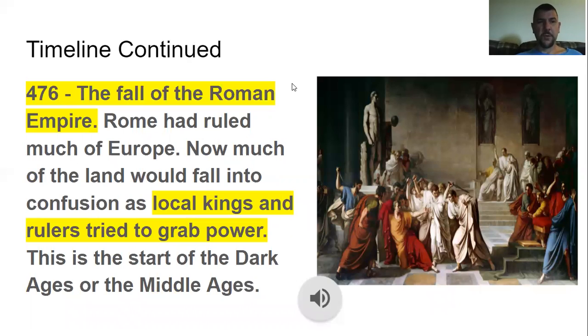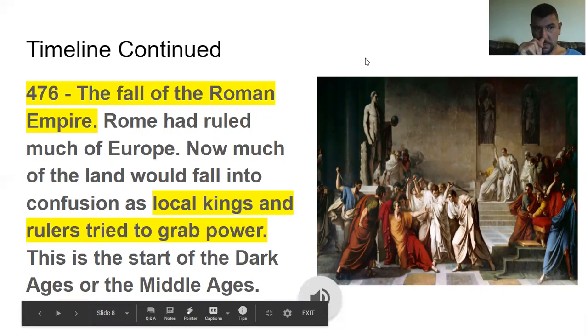All right, so 476, you had the fall of the Roman Empire. Rome had ruled a lot of Europe. Now much of the land would fall into confusion. Local kings and rulers were grabbing for power. And then you wound up having kings and rulers every which way, not just one central ruler. This was the start of the Dark Ages or the Middle Ages.